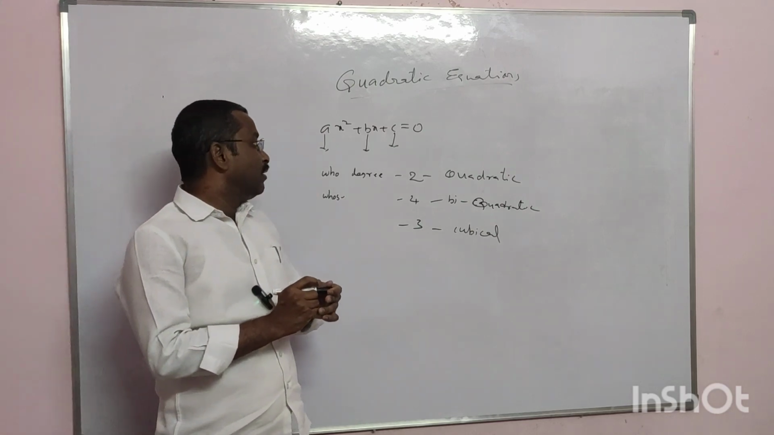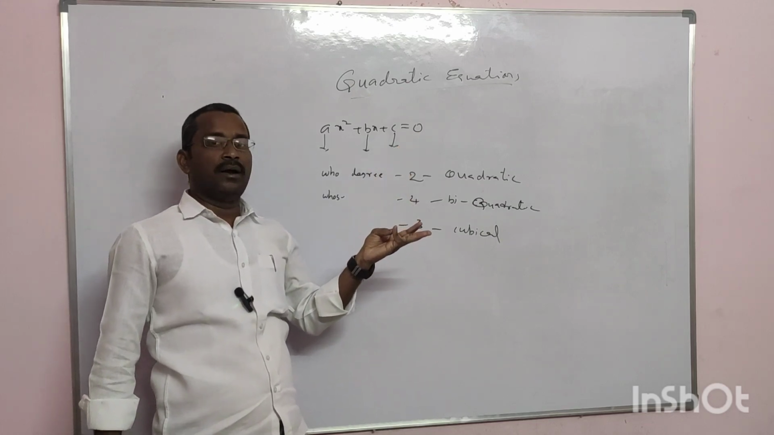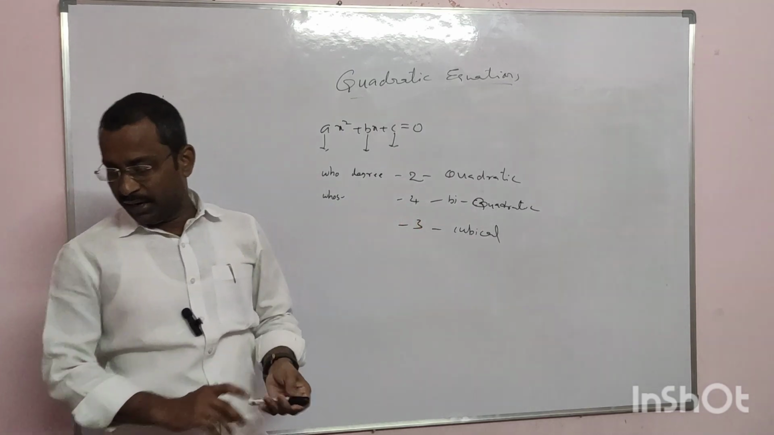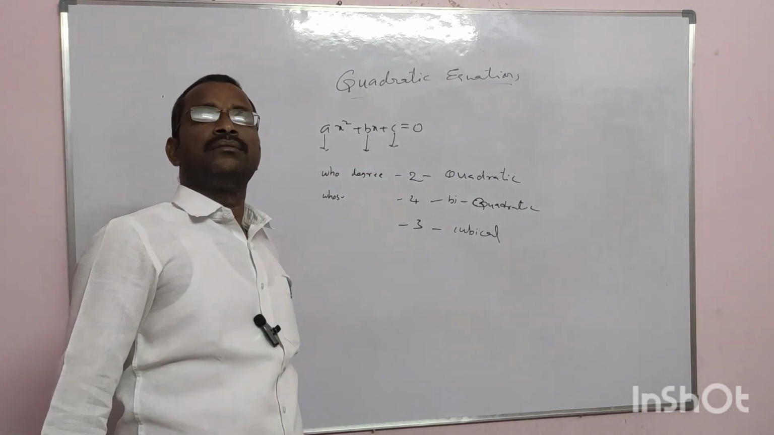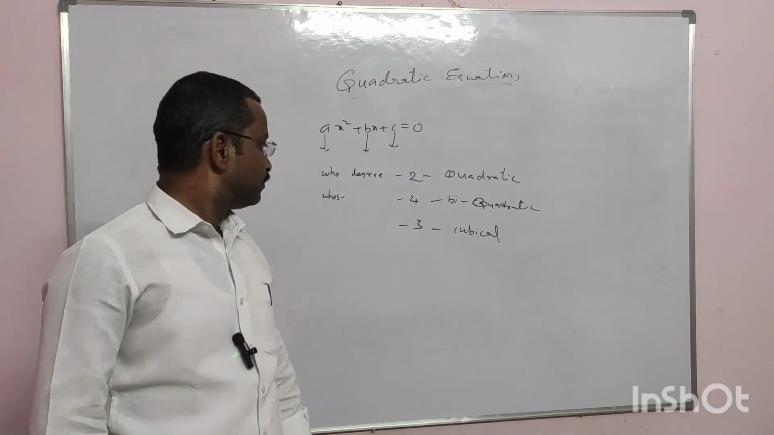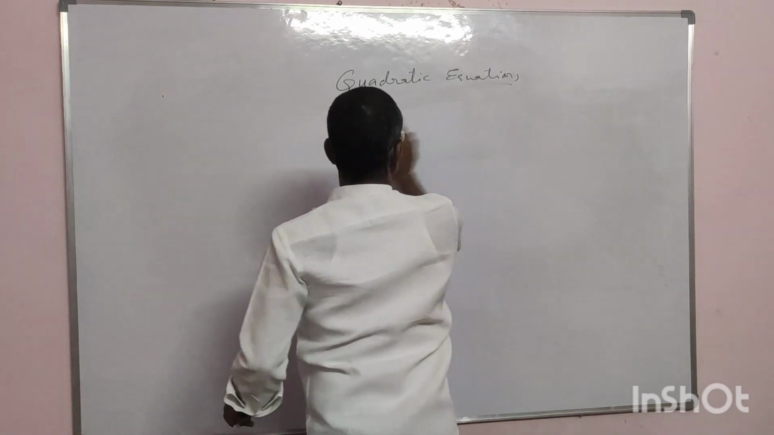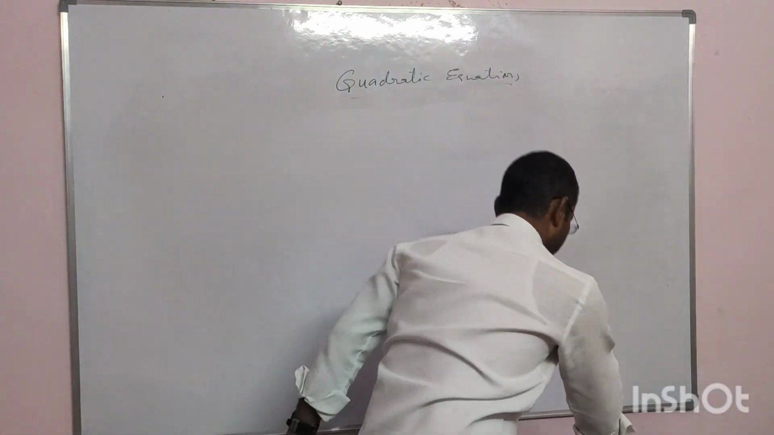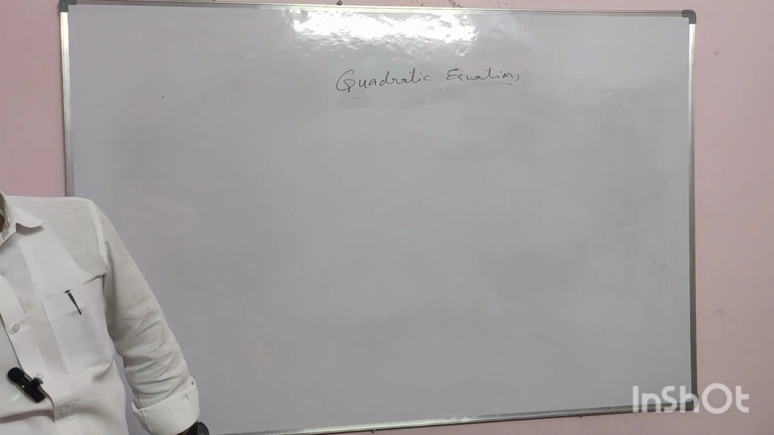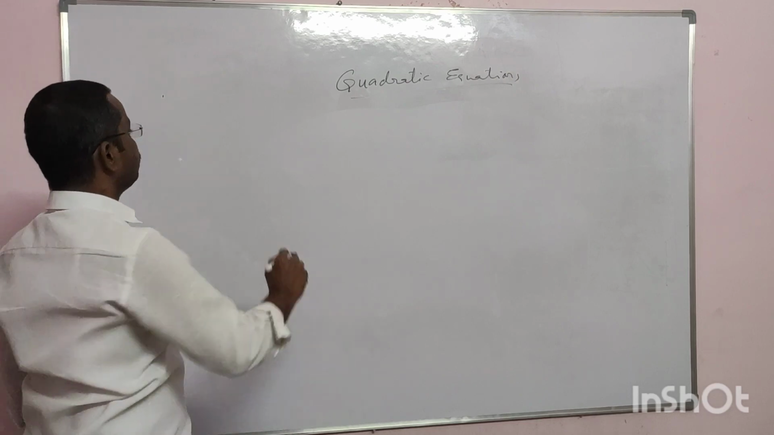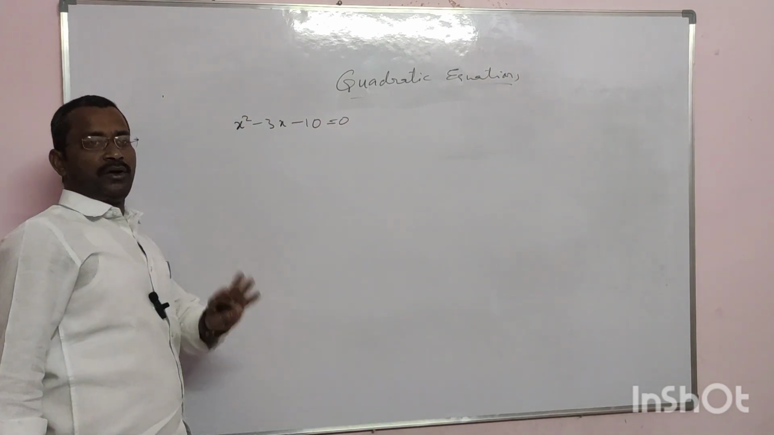In today's class, we will find out the roots of a quadratic equation using factorization, using the formula, and using the completing square method. There are 3 methods to find the roots. Let's take an example: x square minus 3x minus 10 is equal to 0. We will find the roots of this using the 3 methods.